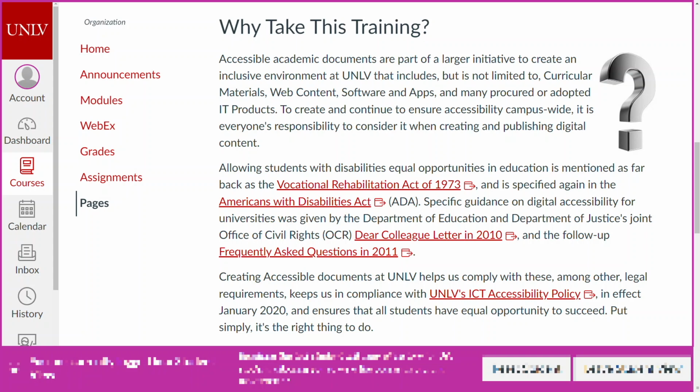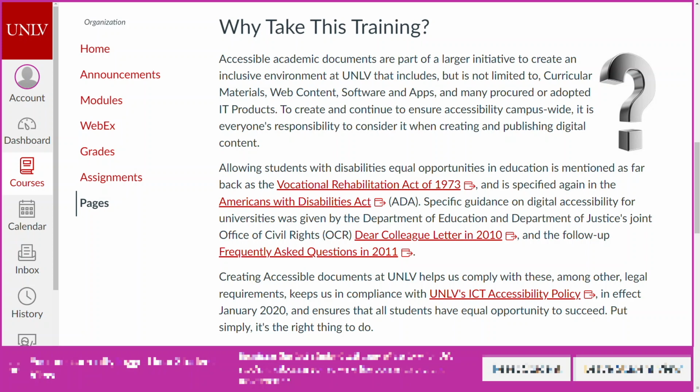Accessible academic documents are part of a larger initiative to create an inclusive environment at UNLV that includes, but is not limited to, curricular materials, web content, software and apps, and many procured or adopted IT products. To create and continue to ensure accessibility campus-wide, it is everyone's responsibility to consider accessibility when creating and publishing digital content.